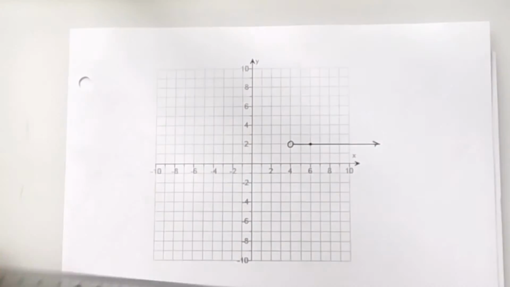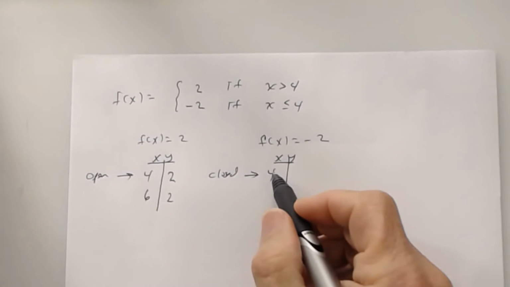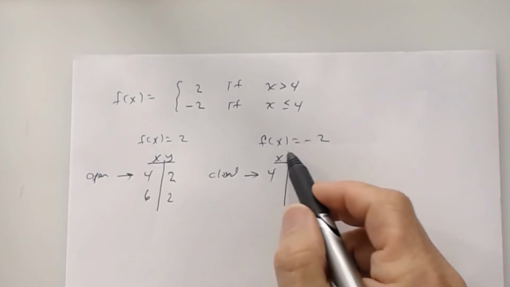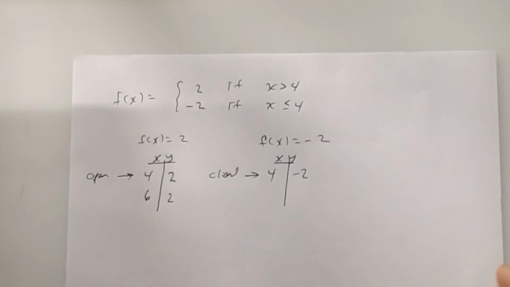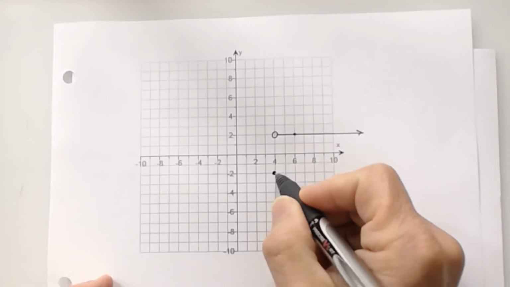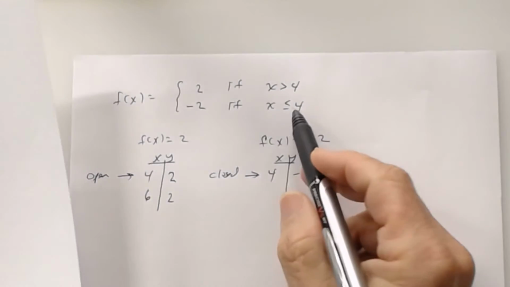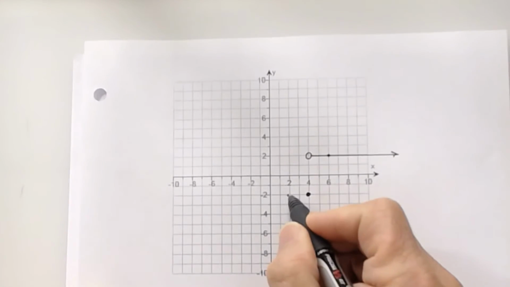All right, let's do the next one. If x is 4, what's my y value? What's f of 4? Negative 2. This time it's going to be closed, so I'll plot the point (4, -2), closed. I need one more point. Okay, if x is 2, what's my y value? Negative 2. So (2, -2) is here.